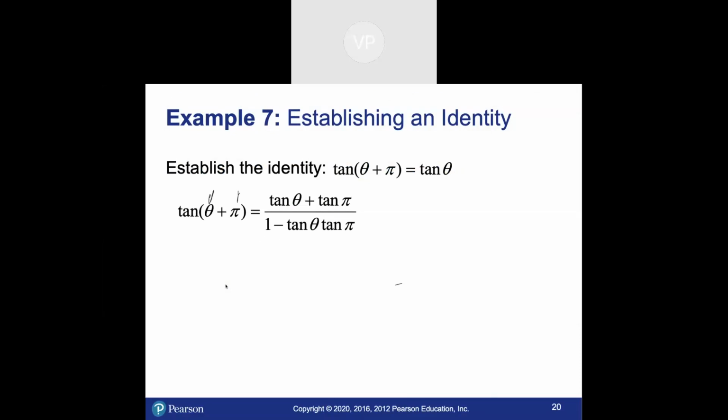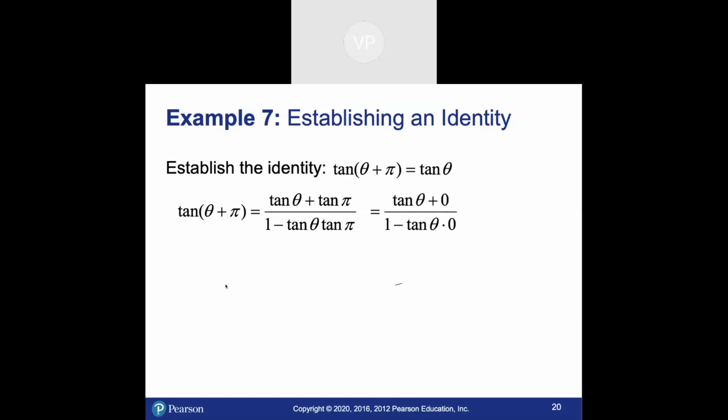Now this is like one that I showed a couple minutes ago where you don't know what the theta is, but you do know these two. And that's the whole point of this identity. Okay, so we know the tangent of pi is 0. Think about that for a second if you're not sure.